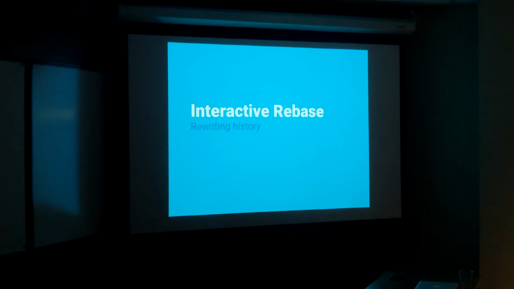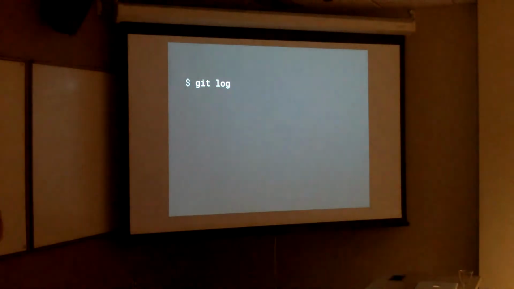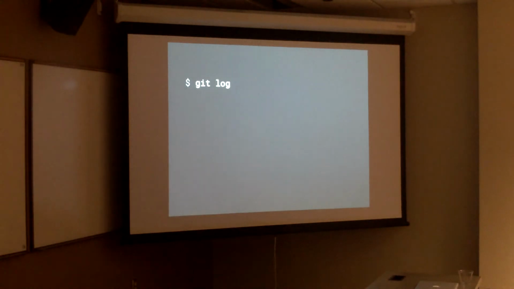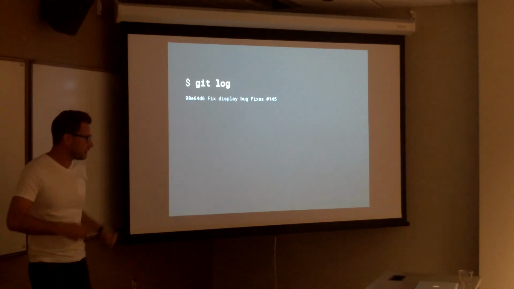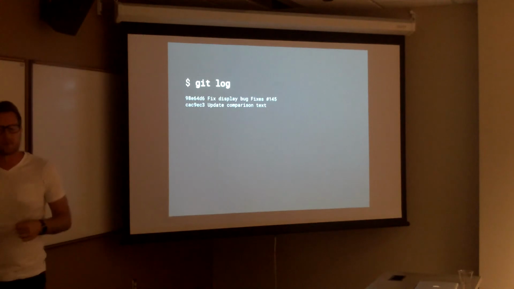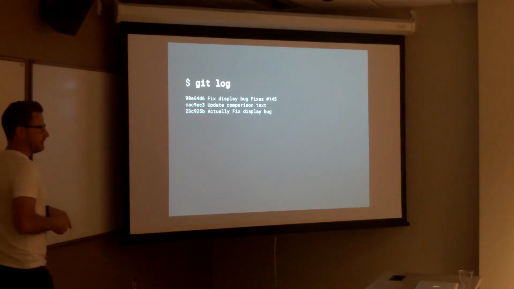Because I don't know about you, but I screw up a lot when I'm developing, and I like to make a lot of commits because I don't like to lose stuff. So this is typically what happens when I do a git log on a feature branch. These are what my commits look like. So oh yeah, I'll fix my display bug. It fixes issue number 145. Great, I got that one fixed. On to the next thing. All right, I'll update some comparison text. Cool. Crap. This one actually fixes the display bug.